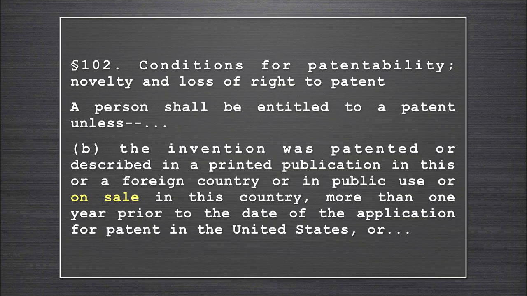And just to flag, although we're not going to cover it, there is an on-sale bar, similar to public use or printed publication. Just like in Egbert versus Lippmann, if the inventor there had sold even one invention, even in private, that is nonetheless a prior sale and will invalidate the patent because it violates the statutory bar. And again, it doesn't matter if the public is fully aware of this sale, because what matters is that the inventor is trying to exploit, in some sense, his or her invention prior to seeking a patent.